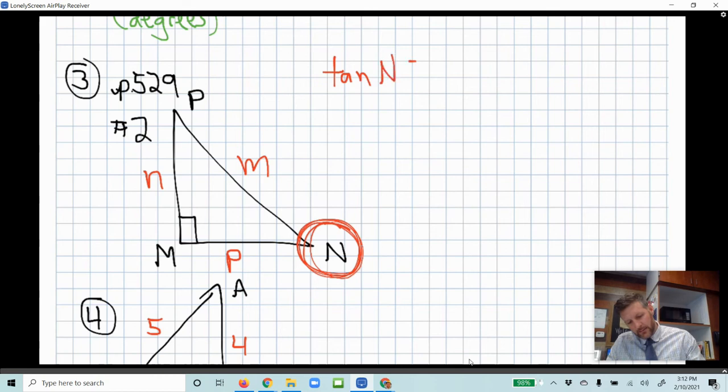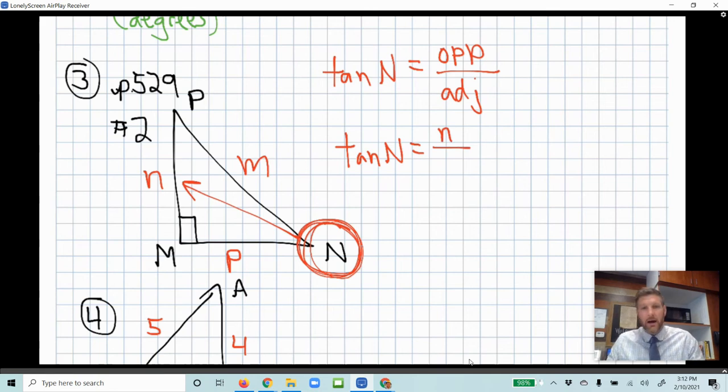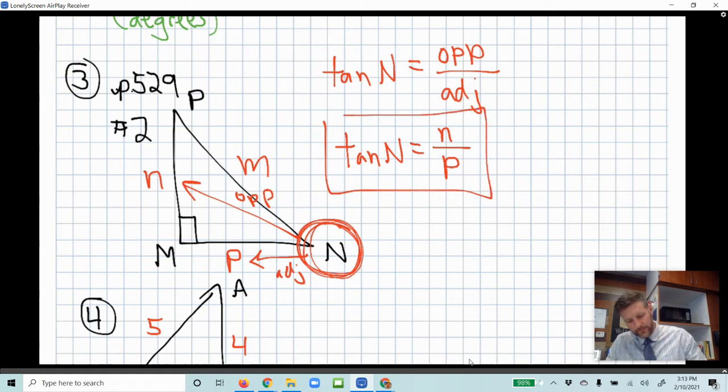Tangent is always opposite over adjacent. So from my reference point of N, who's opposite? Little n. So that means tangent of N equals little n over adjacent. Well, that one's here, so n over p. Okay, that would be opposite, and this would be adjacent. So tangent of N would be written as n over p.